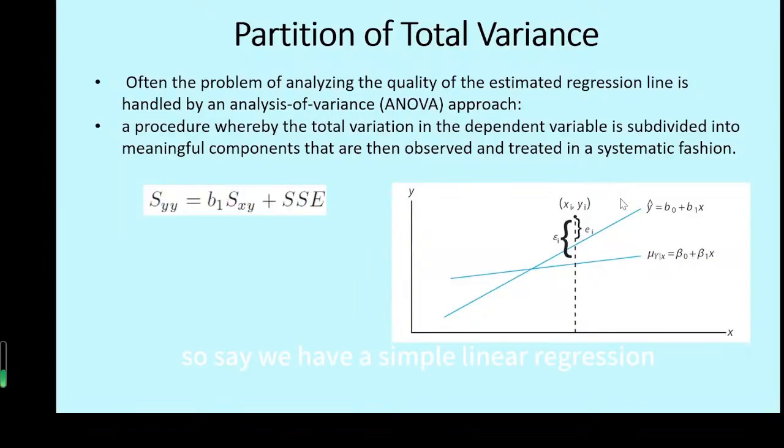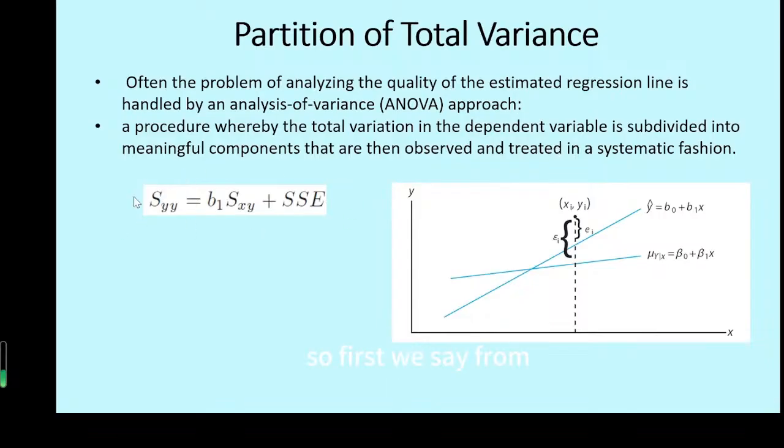So say we have a simple linear regression y with independent variable x. One aspect of analyzing or evaluating the model's explanatory power is to check the variance explained by the model and not explained by the model. This approach is called the analysis of variance approach. So we will subdivide the total variance of the dependent variable into parts.